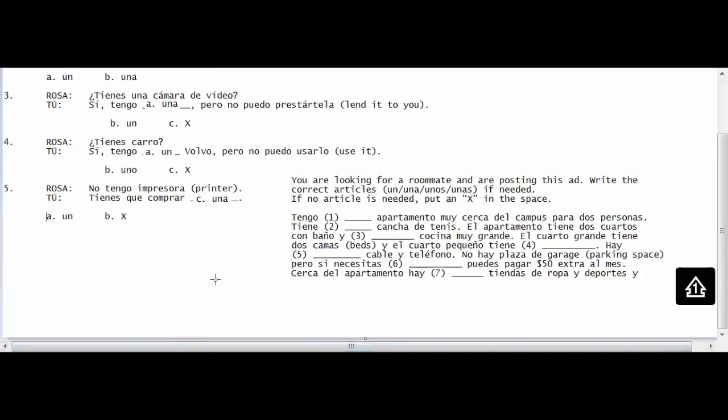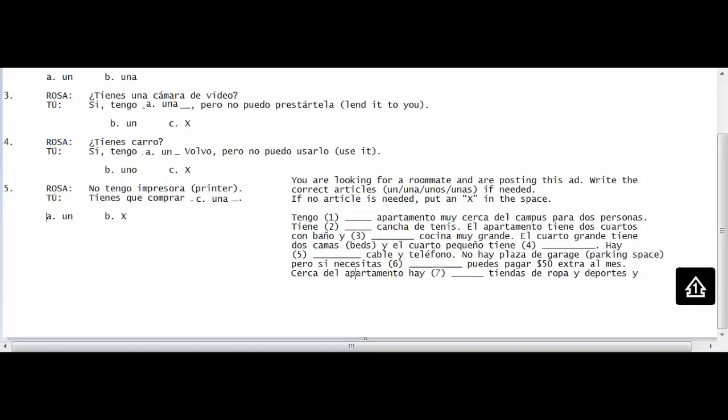Okay, so you're looking for a roommate and are posting this ad. Write the correct articles, un, una, unos, unas if needed. If no article is needed, put the X. So: tengo apartamento muy cerca del campus para dos personas. Tiene cancha de tenis. El apartamento tiene 2 cuartos con un baño y una cocina muy grande.